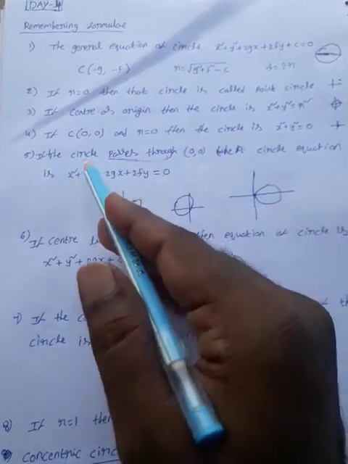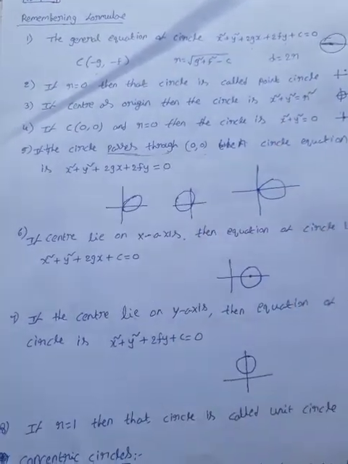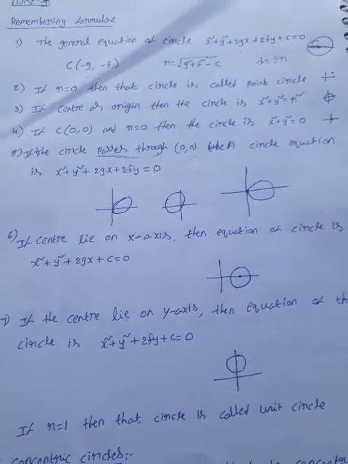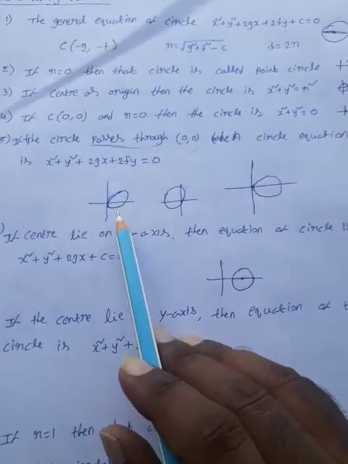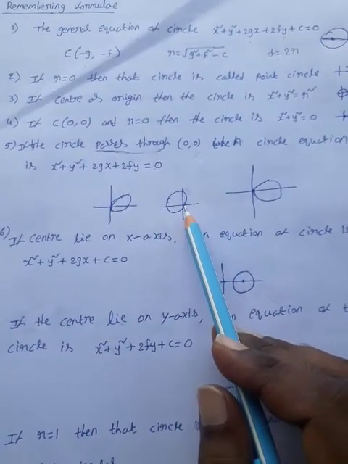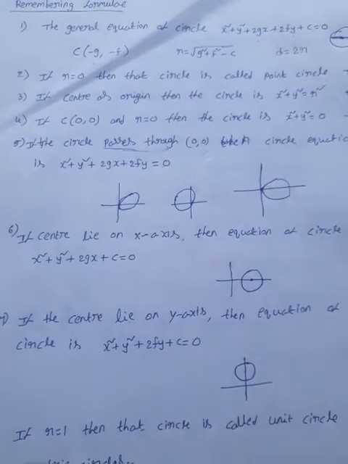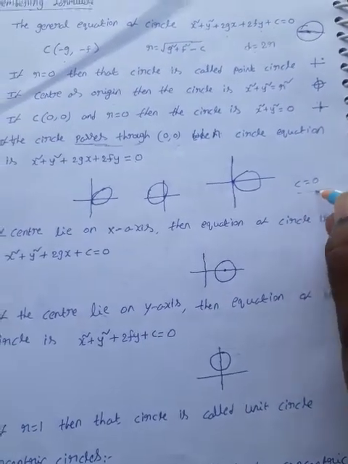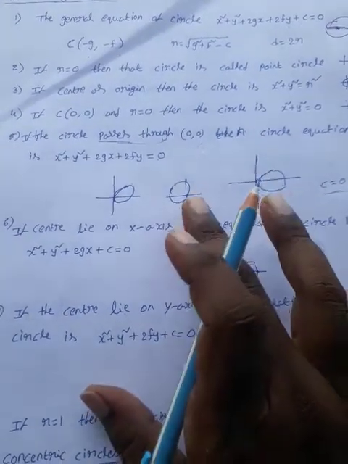Then we conclude: for a circle passing through the origin, the constant term is equal to 0. If the circle passes through the origin, then the constant term c is equal to 0. See the diagrams. The circle passes through origin here, and here also, and here also. Circle passes through origin means c is equal to 0, the constant term is 0. This is the fifth point.